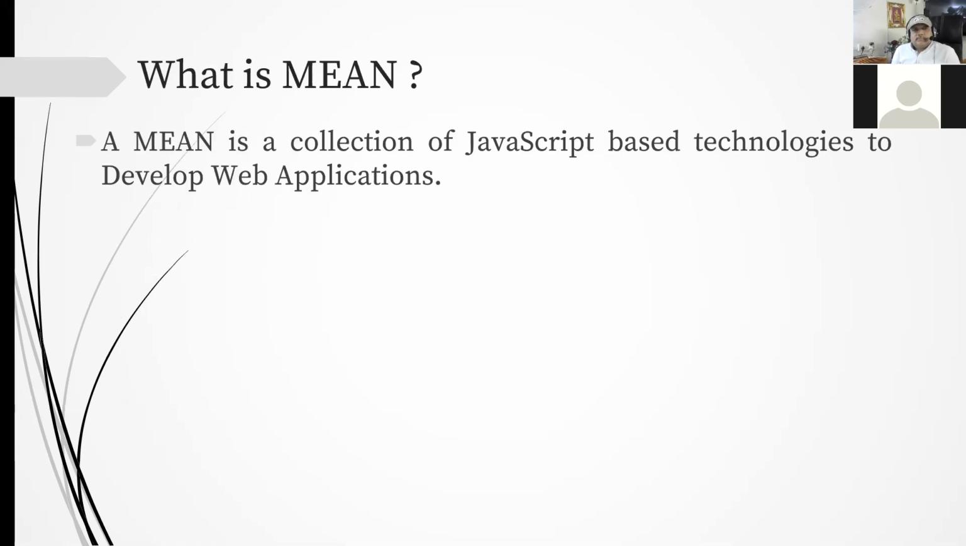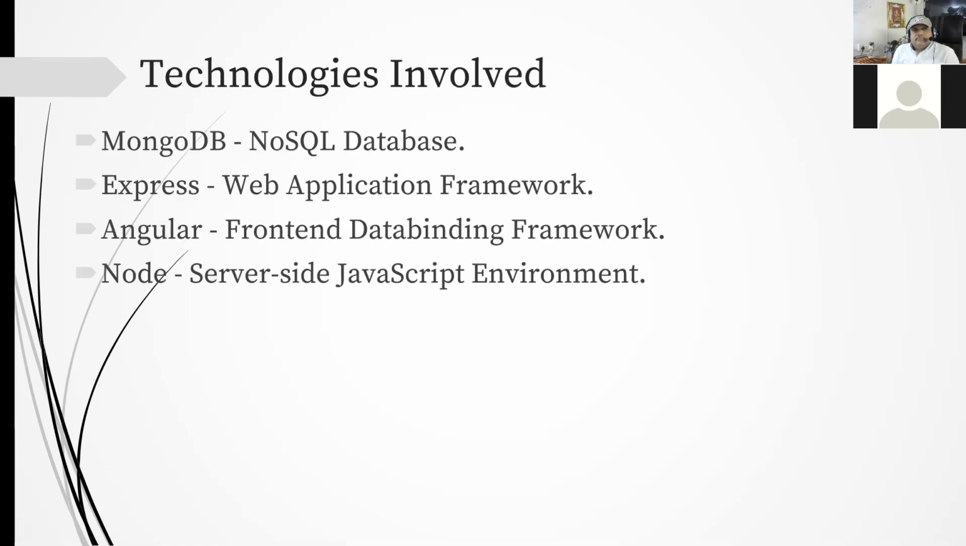So let's start. Firstly, what is MEAN? MEAN is a collection of JavaScript-based technologies to develop web applications. Which technologies are involved in the MEAN stack? In MEAN, M stands for MongoDB, which is a NoSQL database. E stands for Express, which is a web application framework. A stands for Angular. It is used for the front end, and it's also called a front-end framework. And N stands for Node, which is a server-side JavaScript environment.